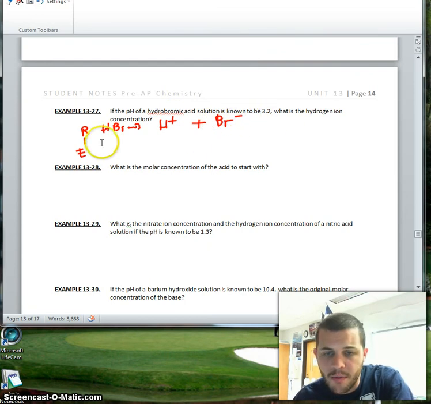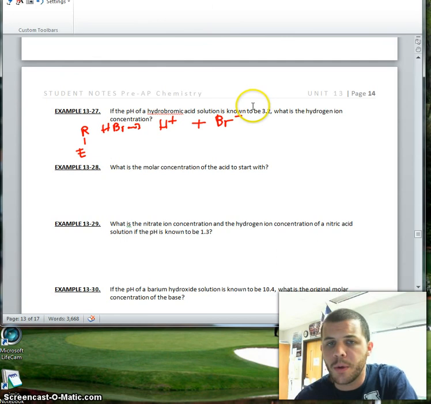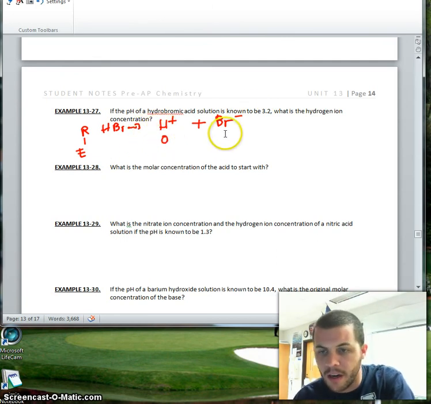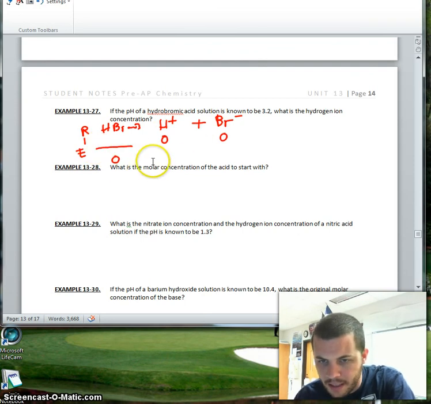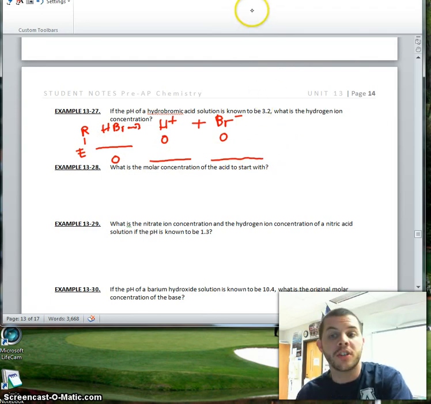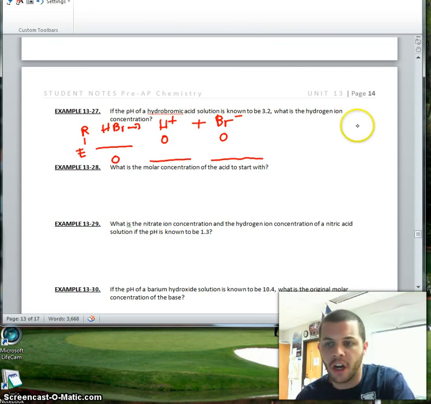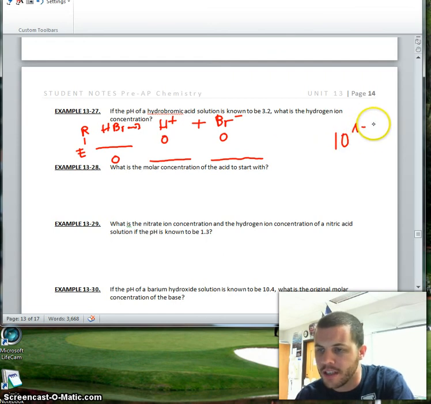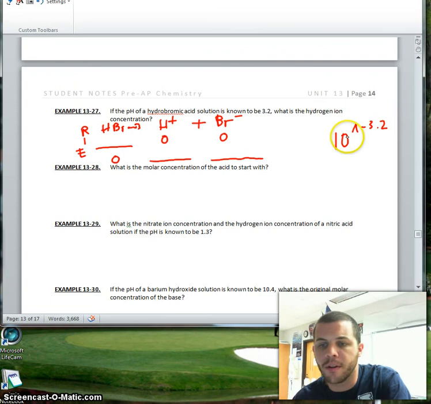Now, notice I don't know any of my concentrations. All I know is that the pH is 3.2. So what I'm going to do is plug in my zeros, because I know that this is going to end up being 0 and 0, and then at the very end this is going to be 0. So now I have these three blanks, and I need to use the information I have in the problem to solve for one of these blanks. So I know if the pH is 3.2, I can do my anti-log, where I take 10 to the negative pH, which in this case is 3.2, and plug that into my calculator.